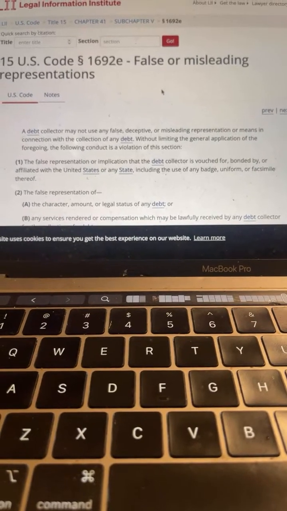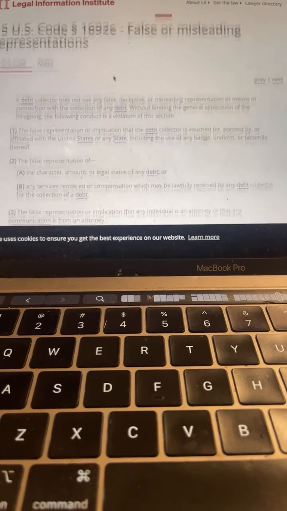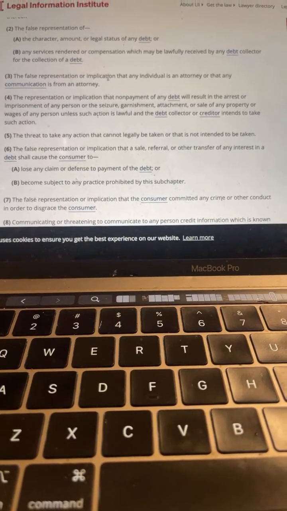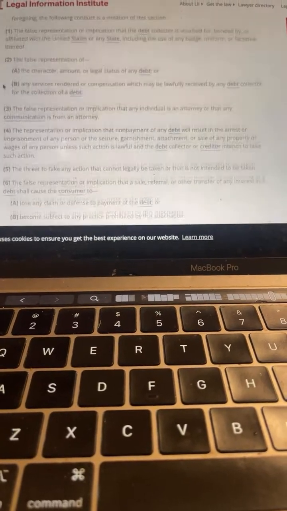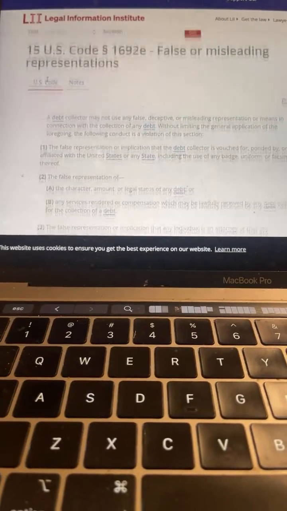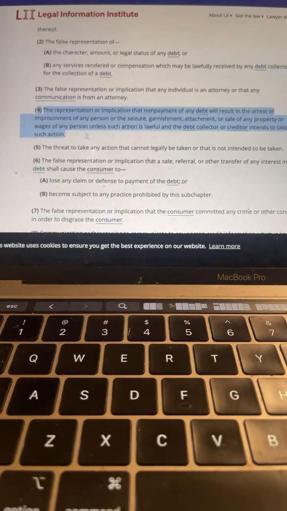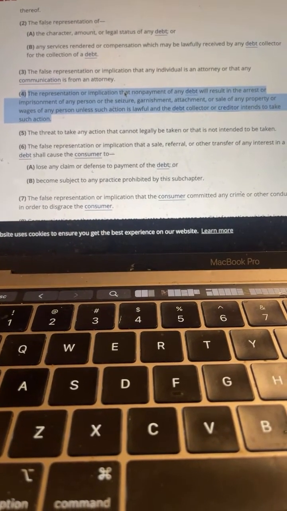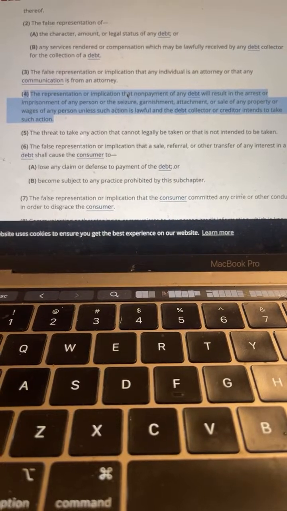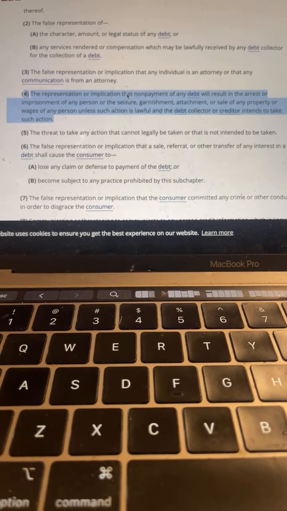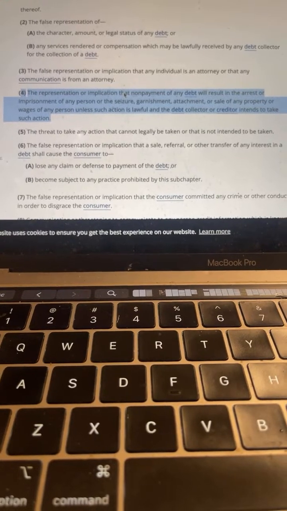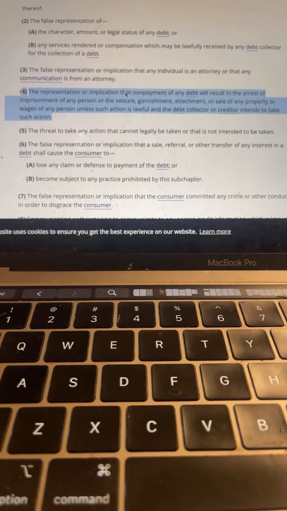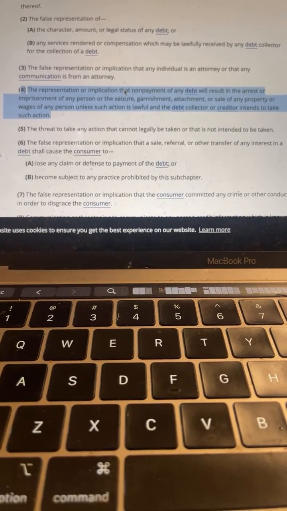Now we're going to head back to the FDCPA dealing with debt collectors. A lot of times, in repossessions and charged off accounts, they'll try and come and garnish your wages. Well, I want to take you guys to 15 USC 1692e, and we're going to scroll down to number 4. It states that the representation or implication that non-payment of any debt will result in the arrest or imprisonment of any person or the seizure, garnishment, attachment, or the sale of any property or wages of any person, unless such action is lawful and the debt collector or creditor intends to take such action.